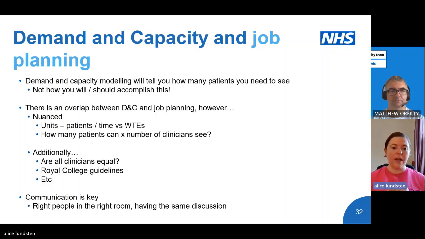And then additionally, not all clinicians are necessarily going to be seeing people at the same speed. So again, if your ad hoc capacity is student placements, the amount of time they're going to need versus a very experienced member of staff could be radically different. So it's about really understanding the nature of your capacity and digging into that, and coming back to the collaboration, right people in the room, and having that discussion with the shared language that you can understand together.